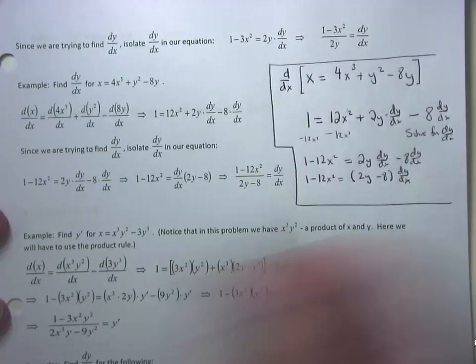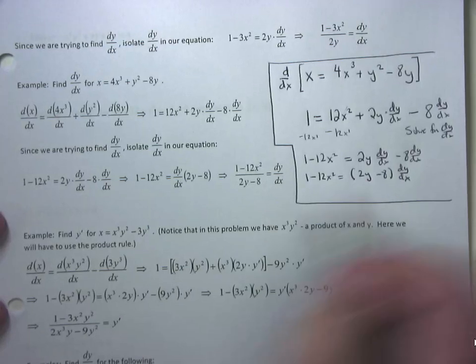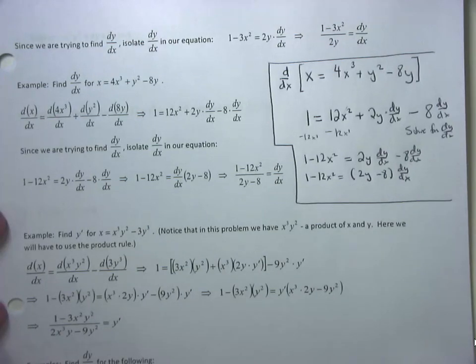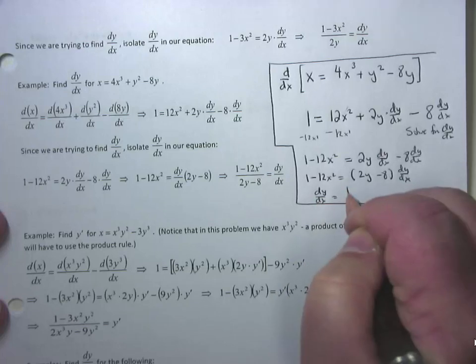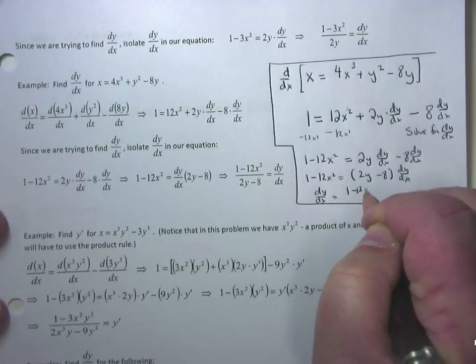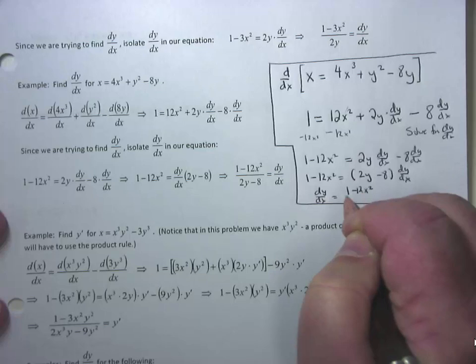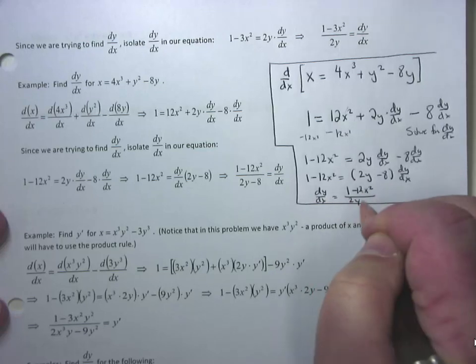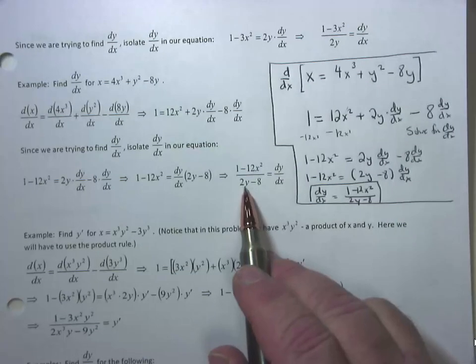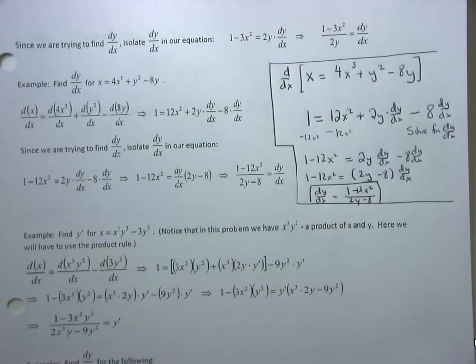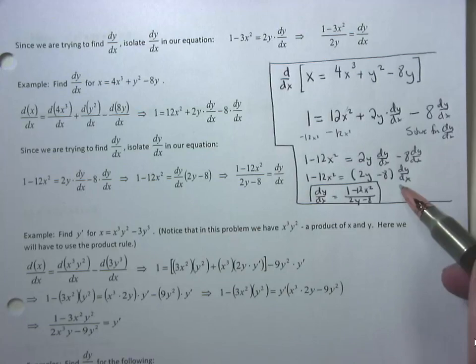And what's the last move I have to make to be able to solve for dy/dx? I'm going to divide. And that's going to give me dy/dx is equal to 1 minus 12x squared divided by 2y minus 8. I made it a little small there, but yep, that's the same answer as I got before. I divided to solve for the dy/dx.